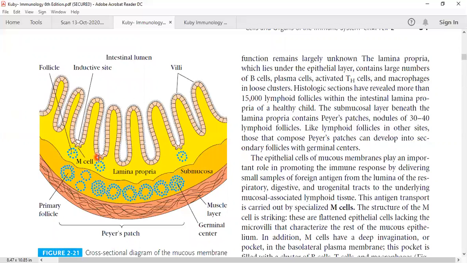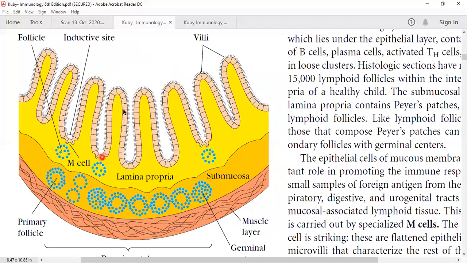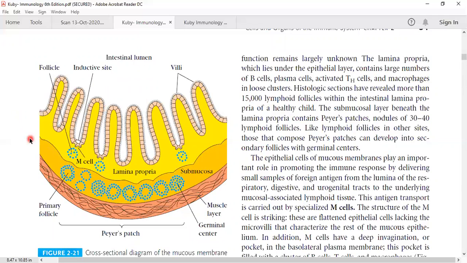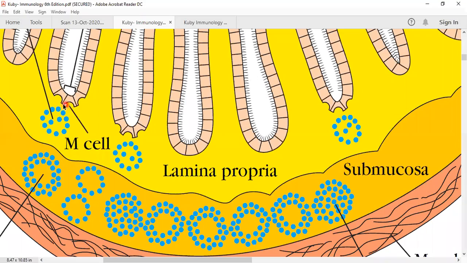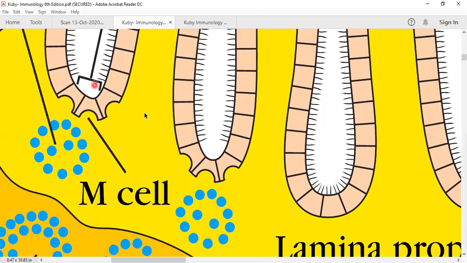But if you go into the deep crypt-like structure, the deep pocket, we have very specialized cells called M cells, because these cells are present in the mucous membrane. So these cells are different. If you see this cell and this cell, there is a difference. It has this pocket-like, U-shaped structure, right? Therefore, these different cells are called M cells. M cells have a very important role.